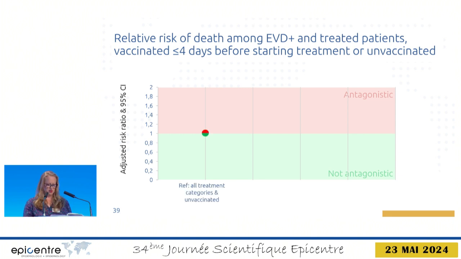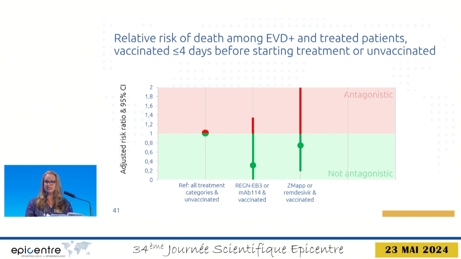So compared with those who were treated but not vaccinated, those who were vaccinated and treated with Regeneron or MAB114 had an adjusted risk ratio of 0.29. Those who were vaccinated and treated with ZMapp or remdesivir had an adjusted risk ratio of 0.73. And those who were vaccinated and treated with an EVD-specific treatment had an adjusted risk ratio of 0.68. Although the results are not statistically significant, probably due to the small sample size, since all of these point estimates fall below 1, we can conclude that we do not observe an antagonistic effect.